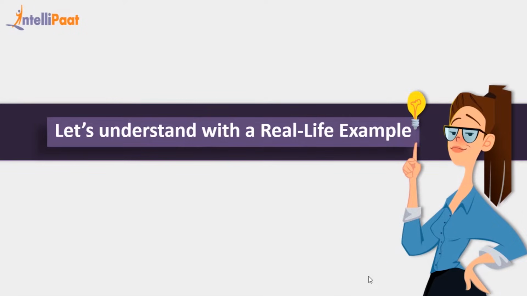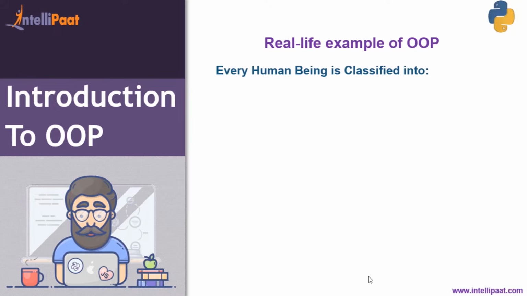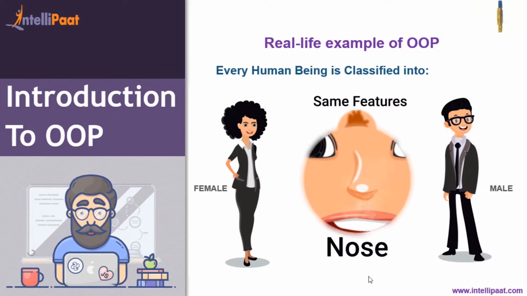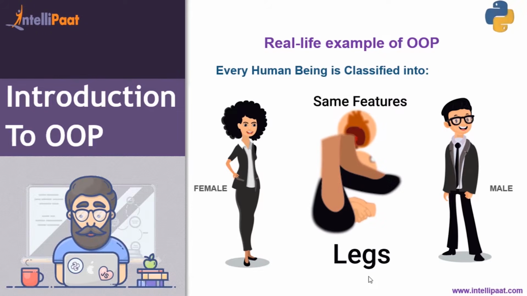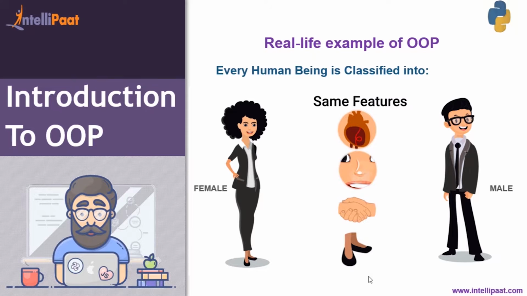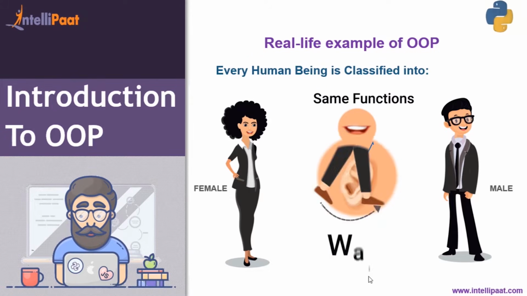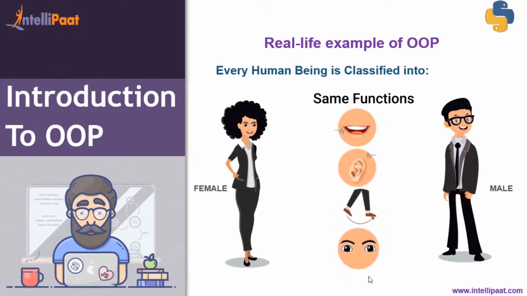Let's understand it with a real life example. That would make things easier for you to understand. So let's take human beings for example. Every human being is classified as male or female. Both have common body parts such as heart, nose, hands, legs, right? If you talk about common functions, they can talk, both can hear, they can walk, or they can even see, right?